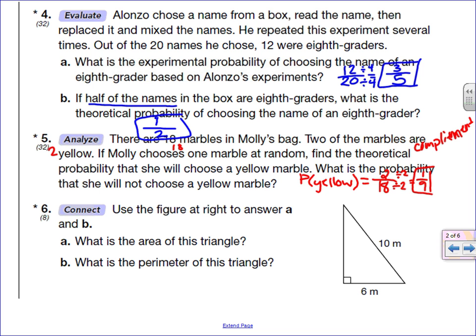And complements make up 1 whole. So if this is 1/9 here, then to get up to 1 whole, it would be 8/9 more. So the probability that I get not yellow using complement is 1 minus the probability of yellow, which is 1 minus 1/9, and 1 we would rewrite as 9/9. 9/9 minus 1/9 is 8/9.